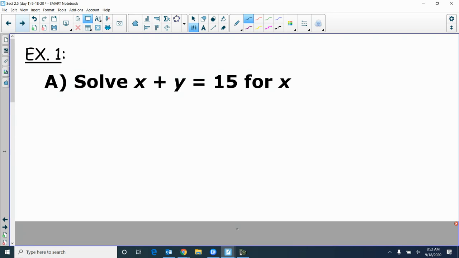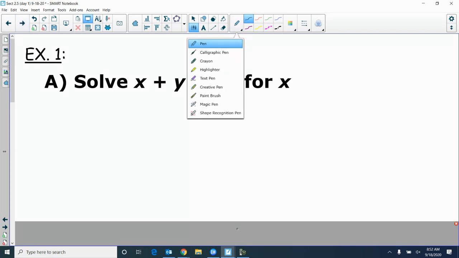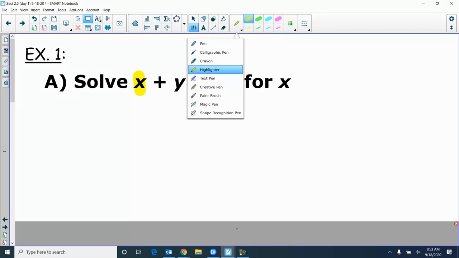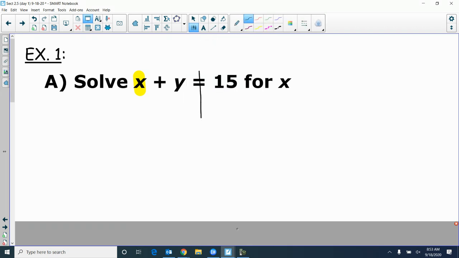All right, let's actually take a look at something. Now, here's what I'm going to do in the beginning here. I'm going to highlight, you circle, the variable we want to get by itself. And it says solve it for x. Well, get it by itself. When you want to get it by itself, you have to look at the equation and the equal sign. And what is on the same side as the x? So it's not by itself.